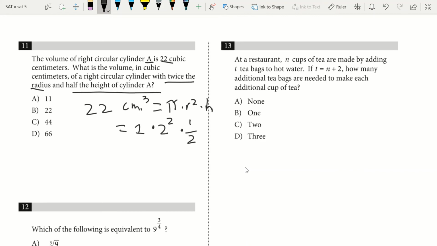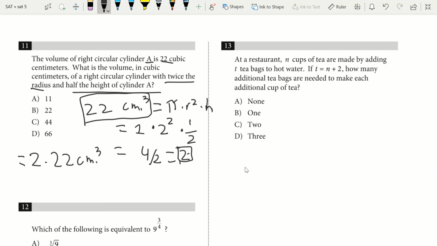So now we go ahead and we solve for this, and this will tell us how many times bigger or how many times smaller the new right circular cylinder is in volume. So 1 times 2 squared, we know 2 squared is 4, and then 4 times 1/2 leaves us with 4 over 2. So we're going to have 2 times bigger, right? So we're going to be 2 times bigger than our 22 cubic centimeter volume. So we're going to go 2 times 22 cubic centimeters, which will give us 44 cubic centimeters. So our answer will be C.